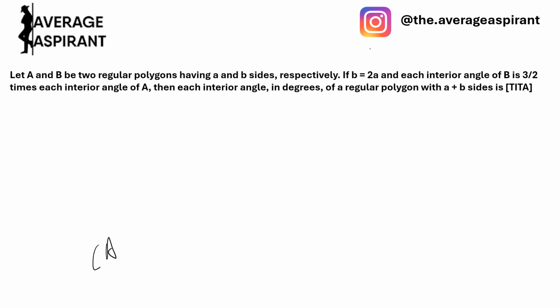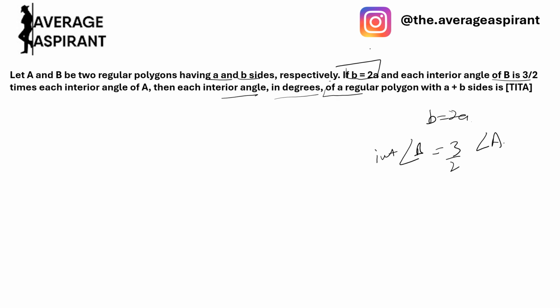We are back again with a question of CAT 2018, and let's have a look at this question. Let A and B be two regular polygons having A and B sides respectively. If B is equal to 2A and each interior angle of B is 3 by 2 times the interior angle of A, then each interior angle in degrees of a regular polygon with A plus B sides is what?